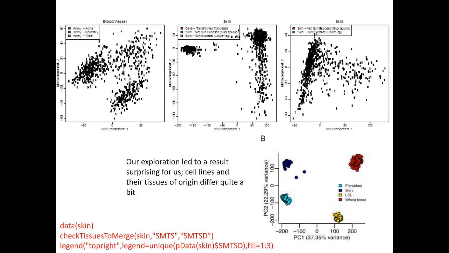Here on the lower right plot, we see that whole blood and LCL samples were perfectly separated on the first principal component from the skin samples, the skin and the fibroblasts. And on the second component, the cell lines separated out from the tissue of origin. So I'll talk briefly about that result at the very end.